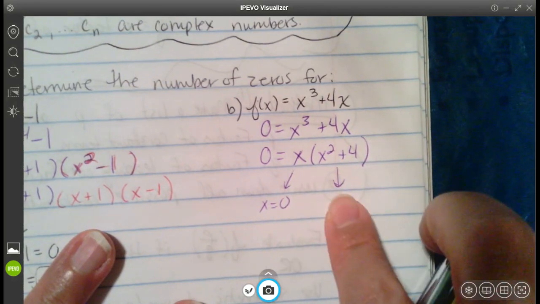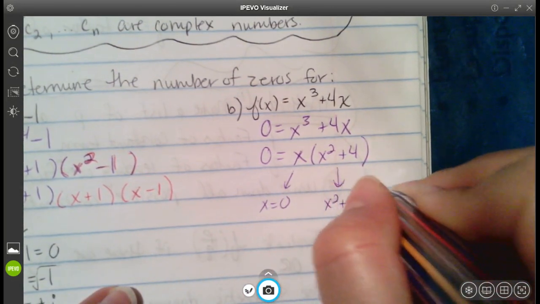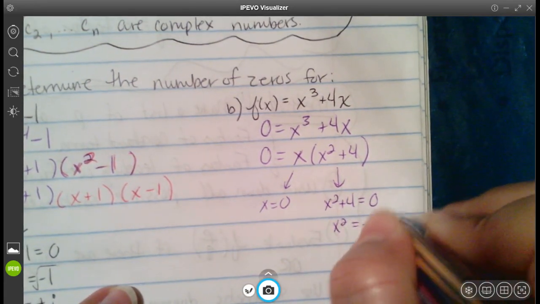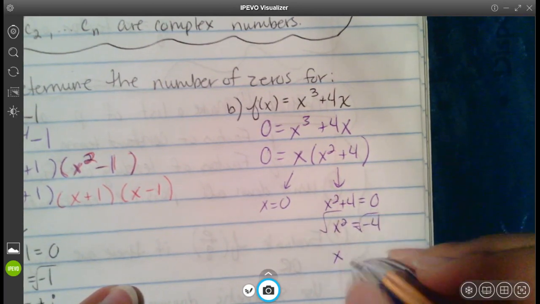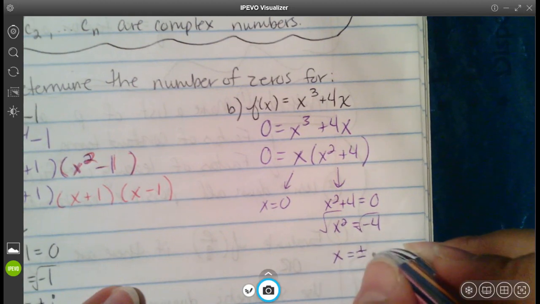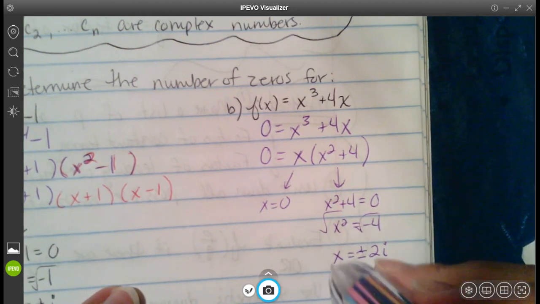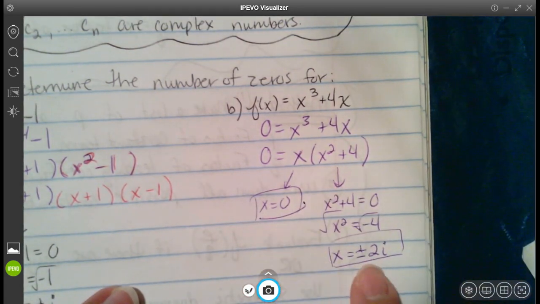This one's going to follow the same format we did over here. So when I set x squared plus 4 equal to 0, we end up with x squared is equal to negative 4. Square root both sides, so x is going to be equal to plus or minus 2i. So we have 3 zeros for this one. 1, 2, 3.